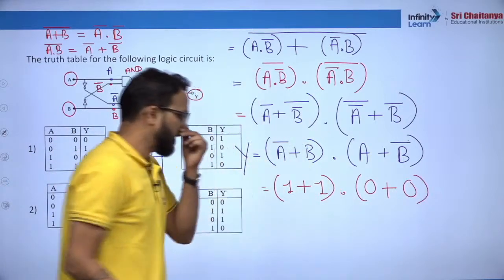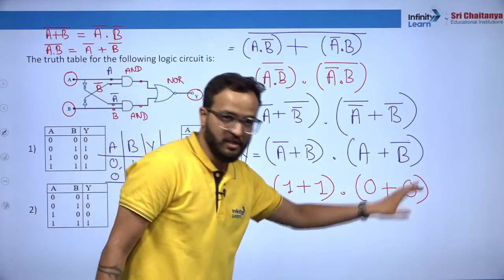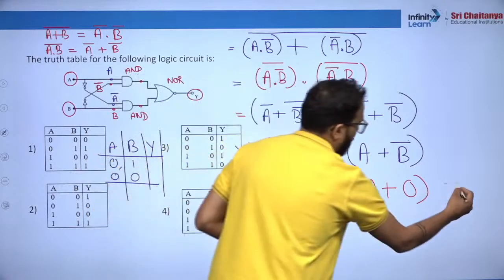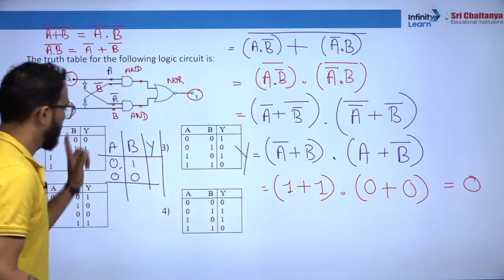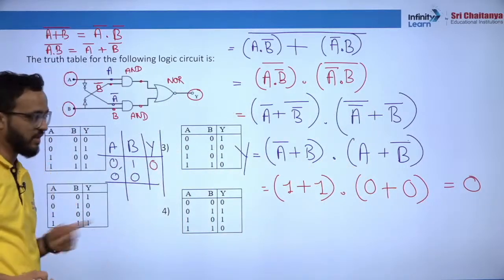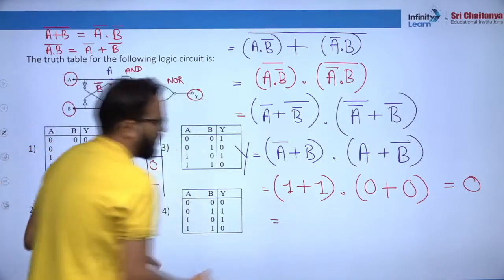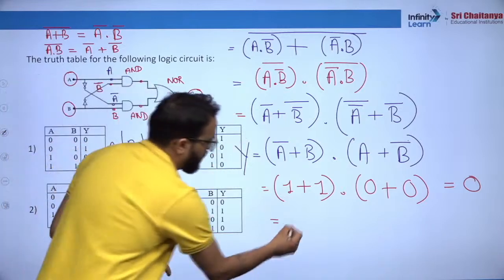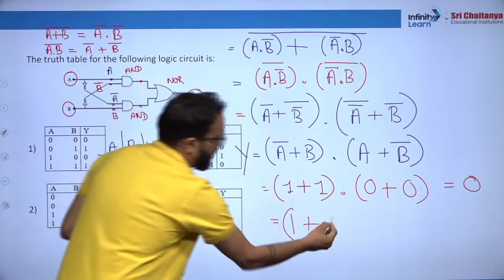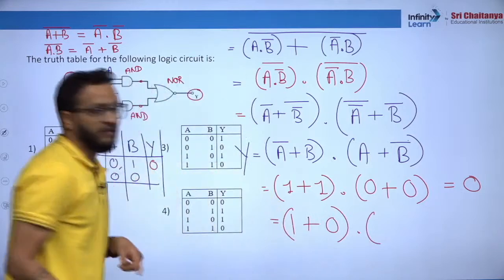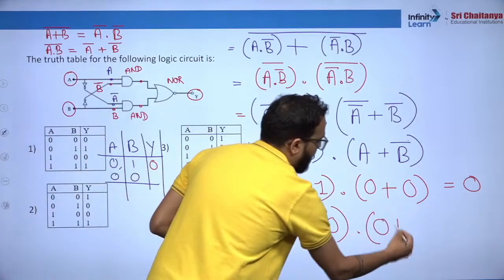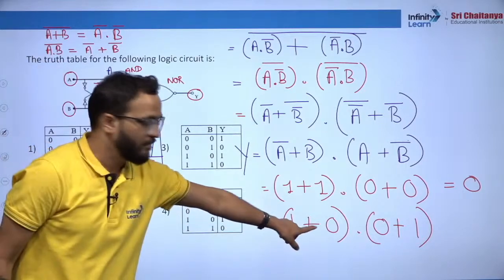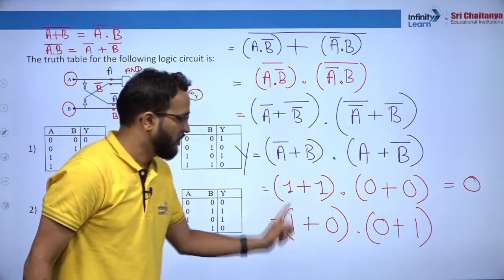Now, see, 1 plus 1 is 1, 0 plus 0 is 0, but 1 dot 0 is 0. So, the answer will be 0. So, 0, 1, 0. Did you understand? Now, let's check for 0, 0. If A is 0, A bar is 1, plus B is 0 dot. If A is 0 and B is also 0, then B bar will be 1. Now, 1 plus 0 is 1, 0 plus 1 is 1, 1 dot 1 is 1.